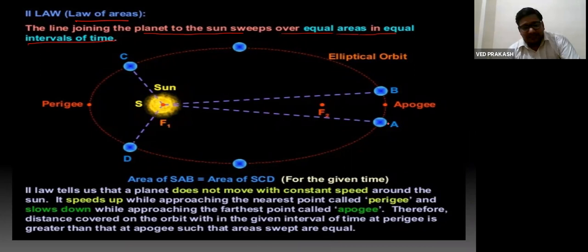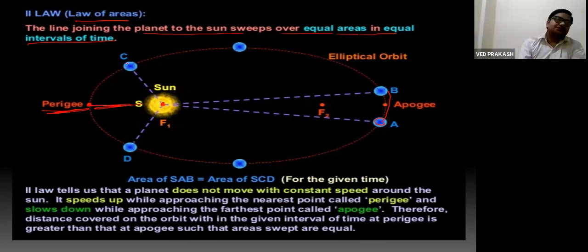Suppose you give a chance to a planet to move for some time, right? So let's say it moves from A to B. And if you give that planet the same time to move, but at another location, suppose here near perigee. Perigee is a point on the elliptical path which is nearest to the sun, and apogee is a point on the elliptical path which is farthest from the sun. So near perigee, if you give a planet a chance to move for the same time as given near apogee, then it will definitely cover a larger distance.